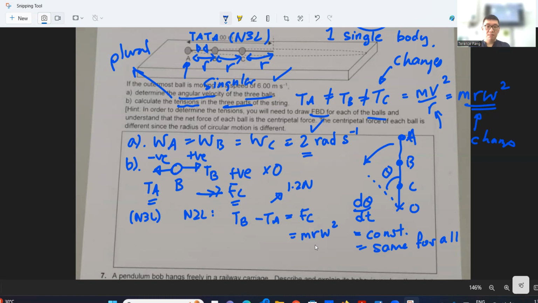Now, what's the value of your R in this case? 2 meters. Because you're looking at B, which is 2 meters away from the center of rotation. Your omega is 2. Yeah. And your TA is 1.2. Can you solve? So, solve for TB and get the answer out.